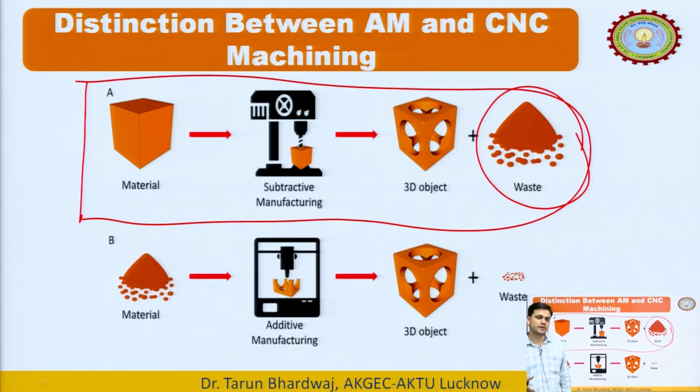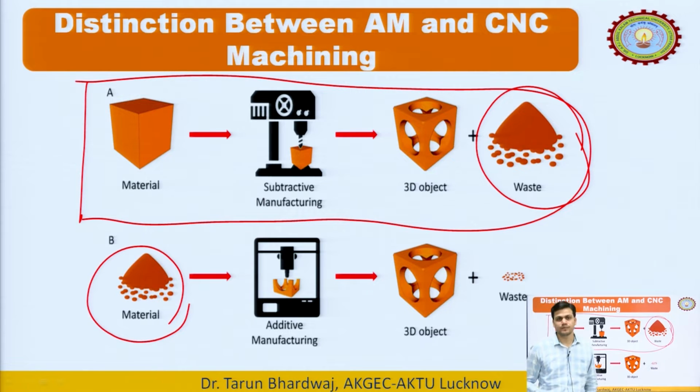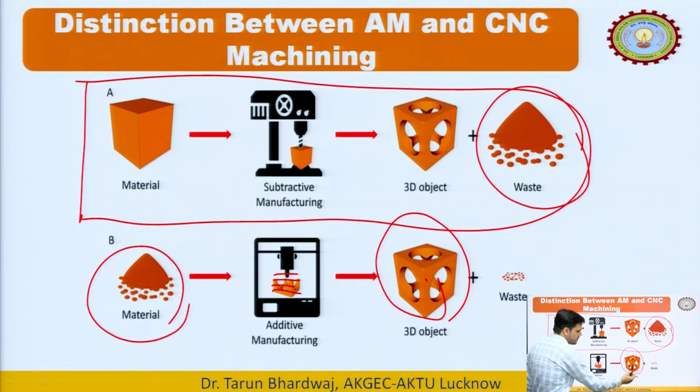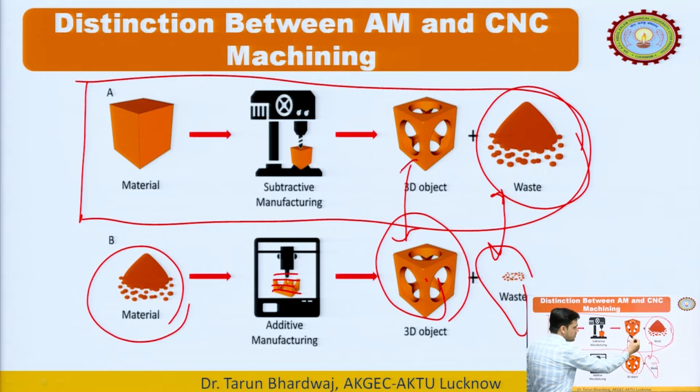Okay, and if we look at additive manufacturing technology, we have the material either in the form of powder or in the form of wire. Then if you take this material into additive manufacturing, it creates an object in a layer by layer fashion. So, you can see the 3D object and this is your waste. You can compare that you have the 3D object with that much waste in CNC machining, and if you compare with additive manufacturing, the waste is very low.